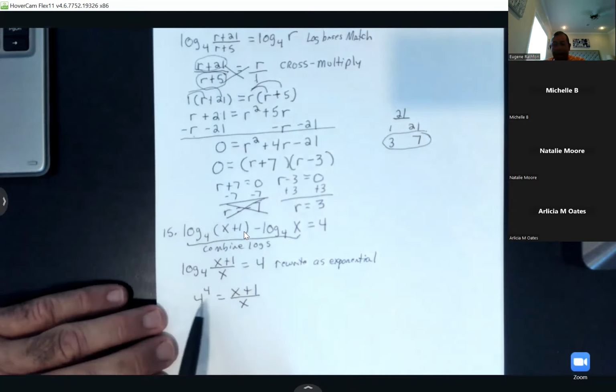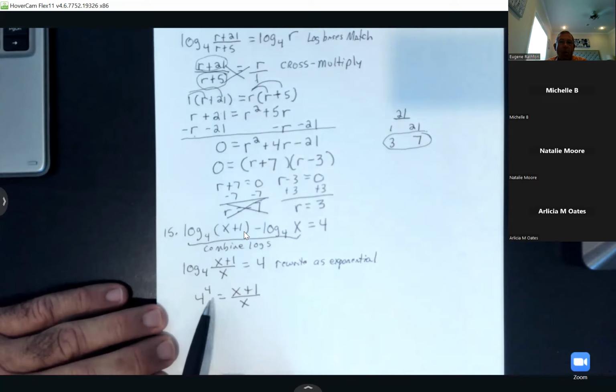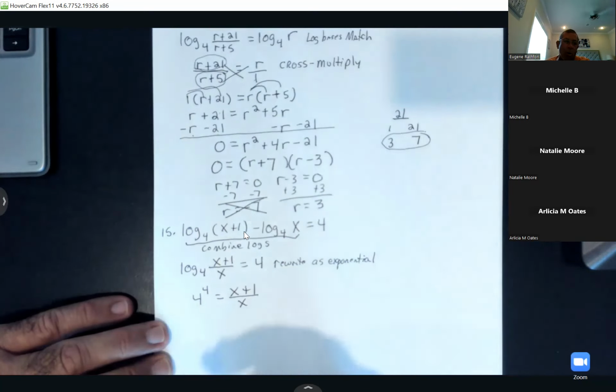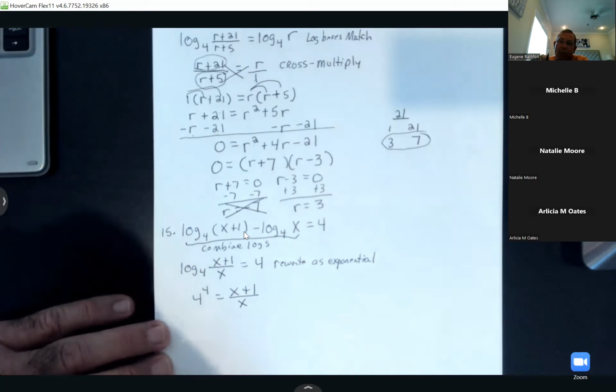All right, y'all. So what we got to figure out is what is 4 to the 4th power? So that's going to be like 4 times 4 times 4 times 4. So let's see, we got what? 4 times 4 is 16.